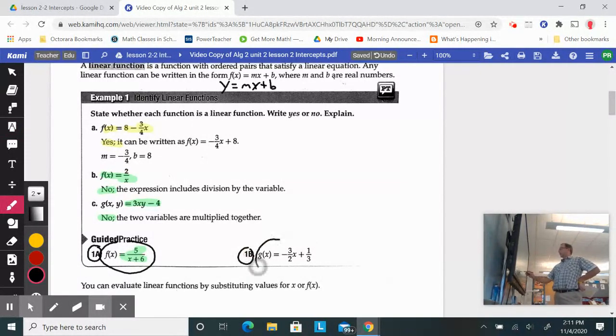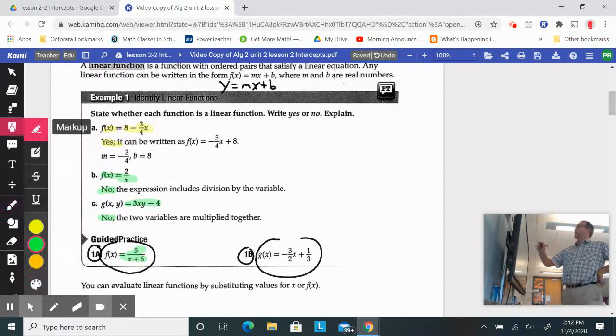Now look at 1B. 1B, look what it says. You have the variable times negative 3/2 plus 1/3. That fits that mx plus b. That doesn't have any variable in the denominator. It doesn't have variables multiplied times each other. It doesn't have an exponent more than one. So that is going to be linear. I'll highlight that with my yellow.